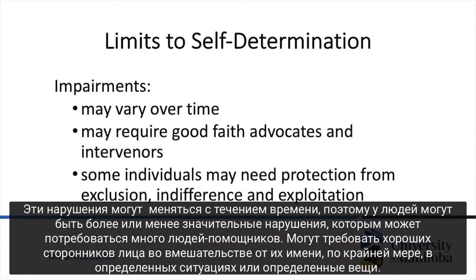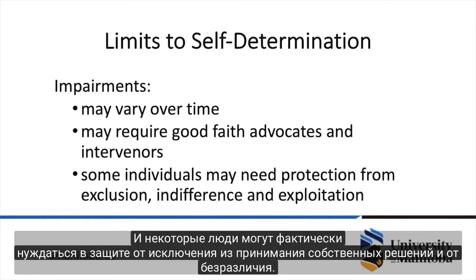And continuing with impairments, these impairments may vary over time. So people may have more or less significant impairments. Many people may require good faith advocates and interveners on their behalf, at least in certain situations for certain things. And some individuals may in fact need protection from exclusion, from exploitation, and from indifference.